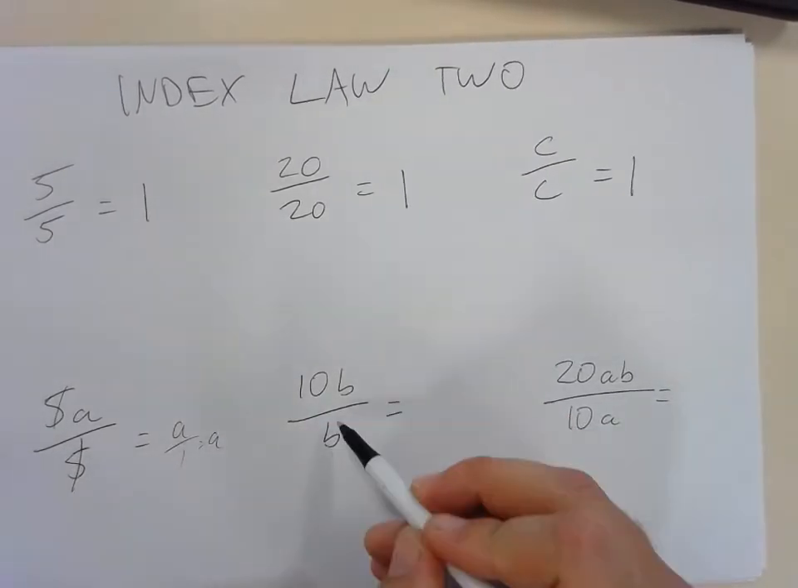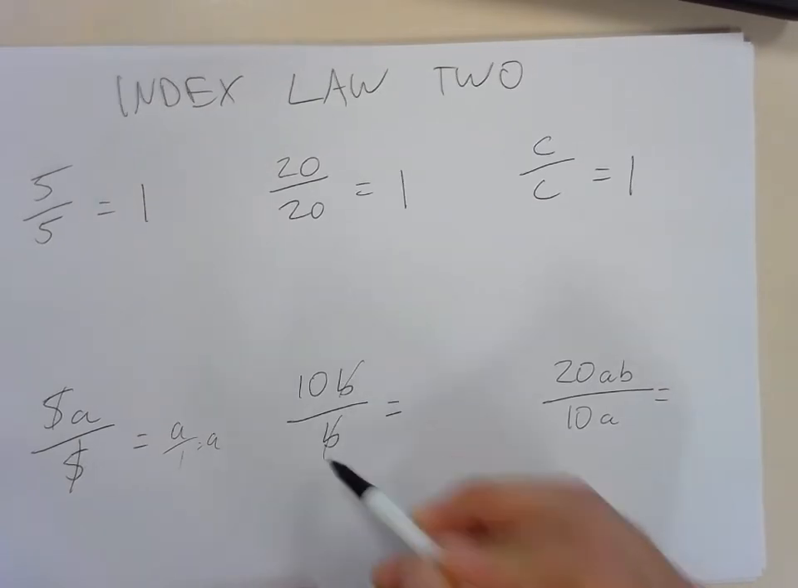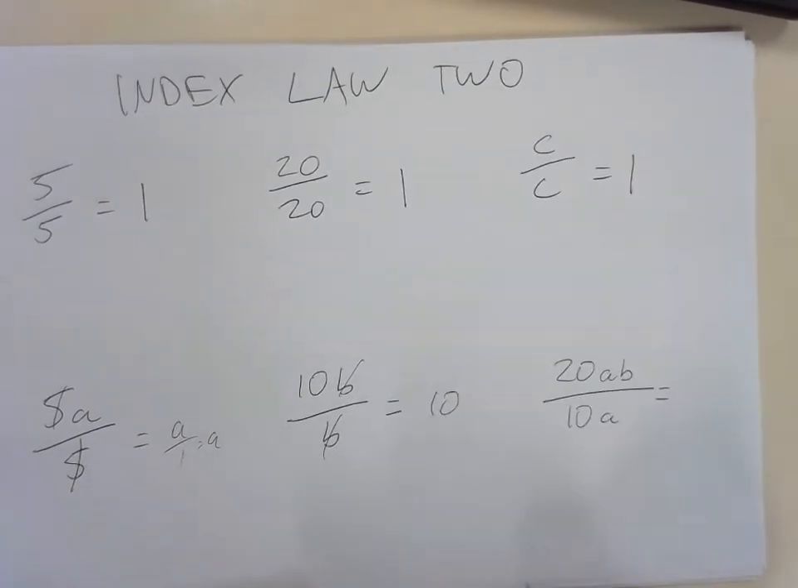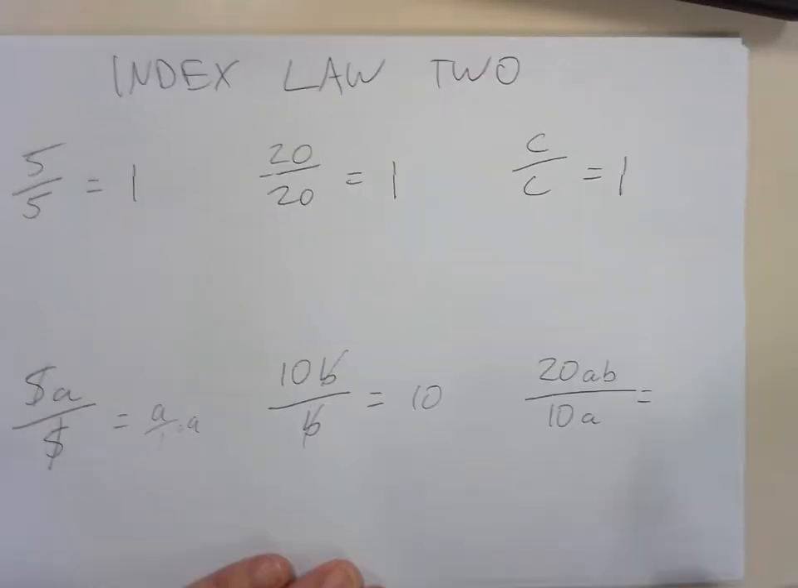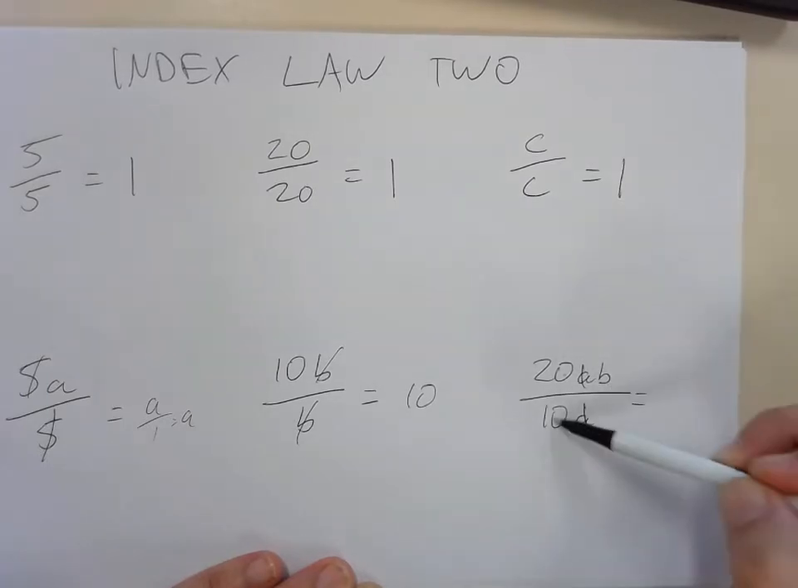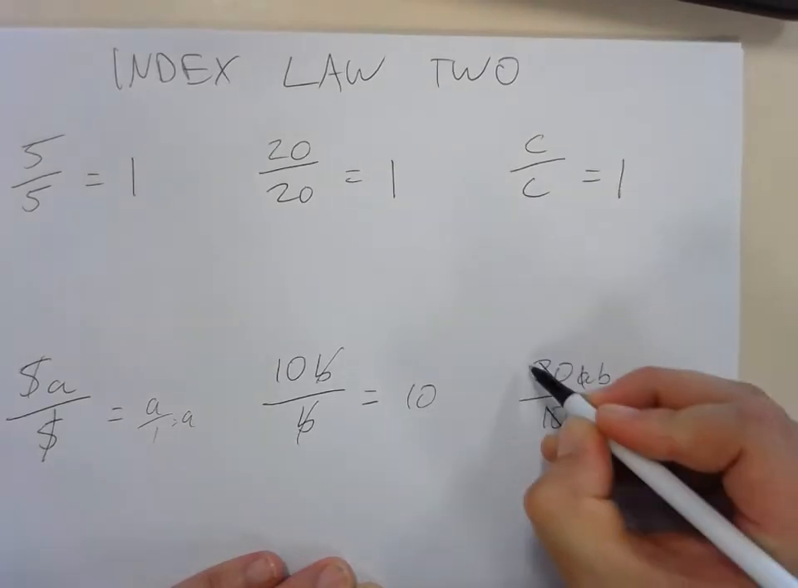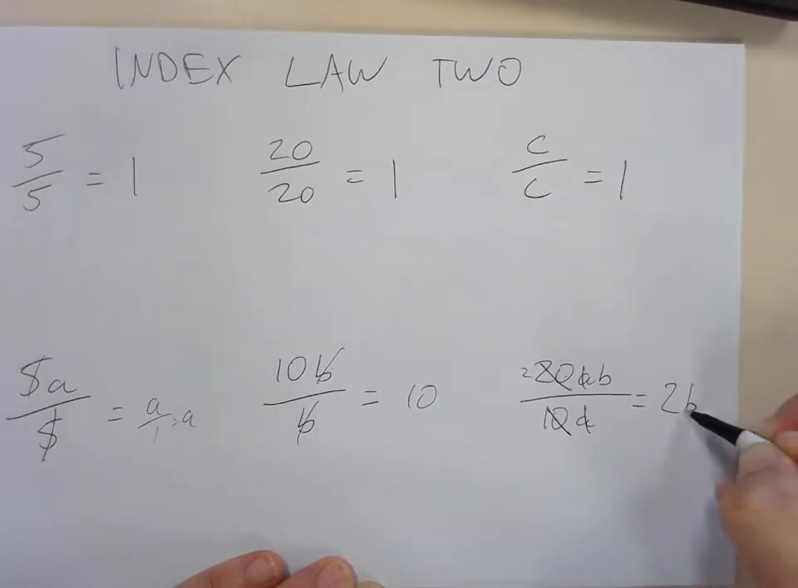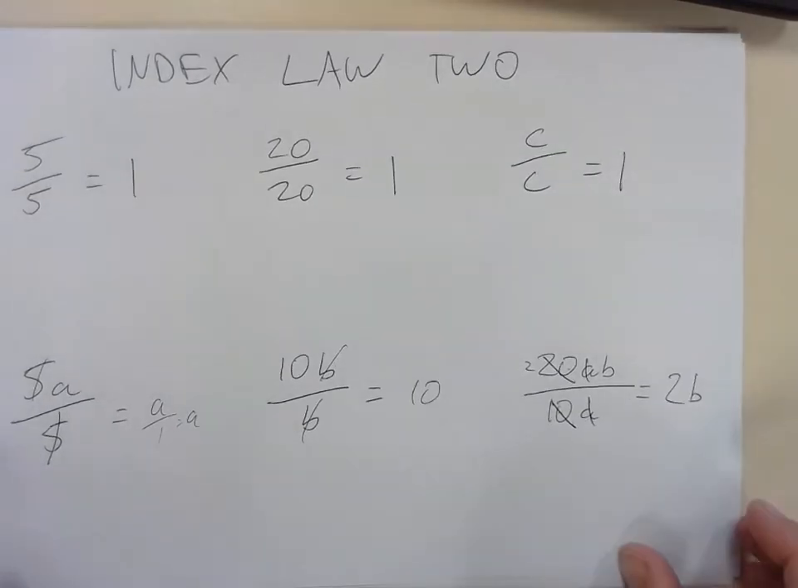Alright, so same thing here. There's a B on top and bottom, so they cancel each other out. I'm just left with the 10. On this one, I have an A on the top and the bottom. Alright, and then it's a simple division. 20 divided by 10 equals 2. So this one leaves me with 2B.